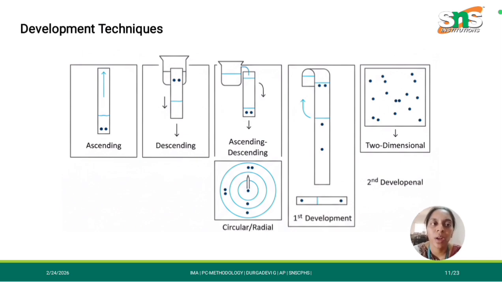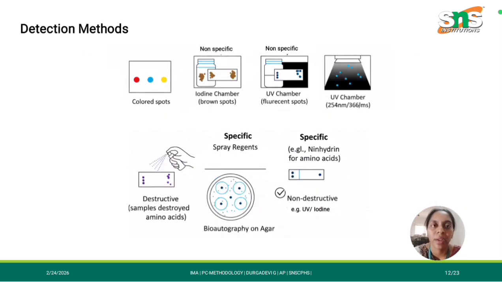Suppose you have a complex mixture. First you develop it like ascending paper chromatography. Then after the spots have been developed, you turn the paper by 90 degrees, keep it again inside the chamber and develop it with another method. So complex mixtures can be separated in this manner.